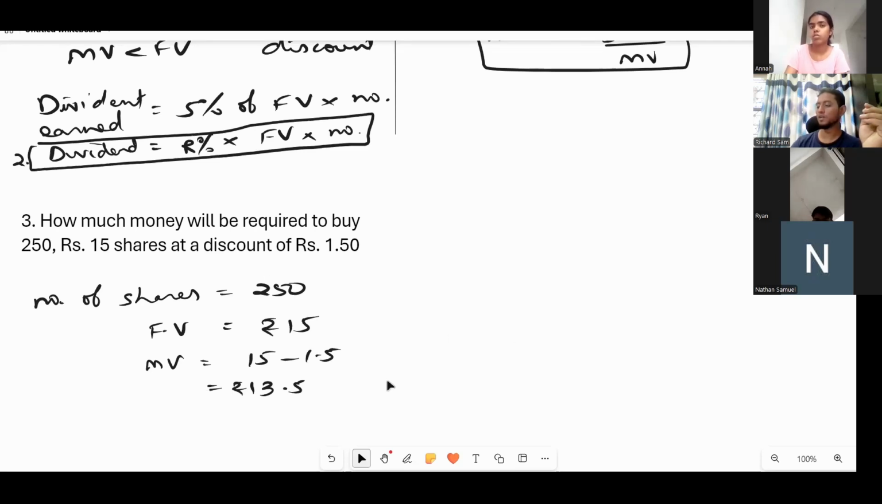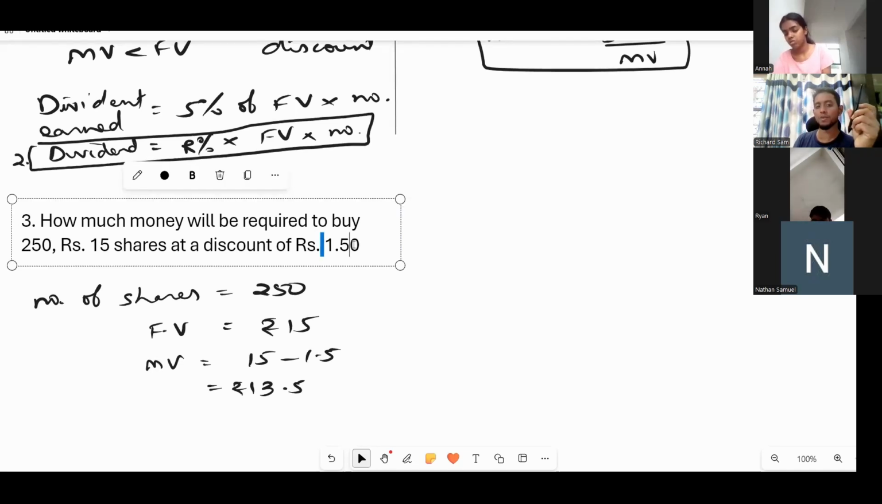See, suppose I say I got a 5 rupees discount on this. Does it mean I bought it for 5 rupees? No, I got it for 5 rupees lesser than the value. That's what it means, right? So here also I'm saying the discount is 1.5 rupees. That means from the face value, you have to minus 1.5. That's how you get the market value. Is everyone clear with the question?